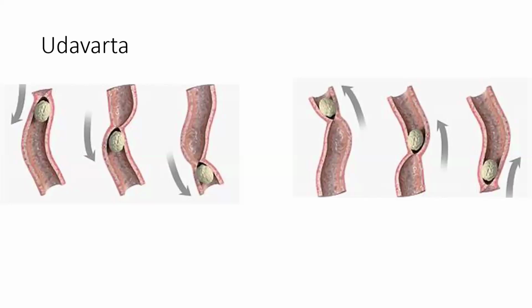So Udavarta is one condition where you will stimulate the enteric nervous system and facilitate the downward direction peristalsis, not the reverse peristalsis. You are avoiding the reverse peristalsis and you are regulating the normal peristalsis of the person. So that is called Udavarta.